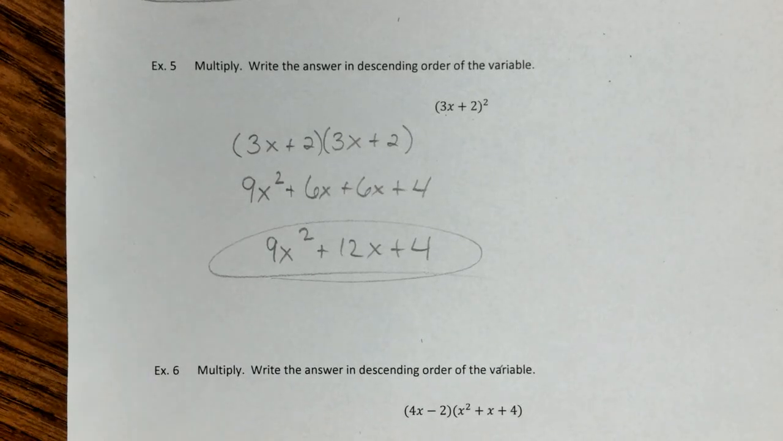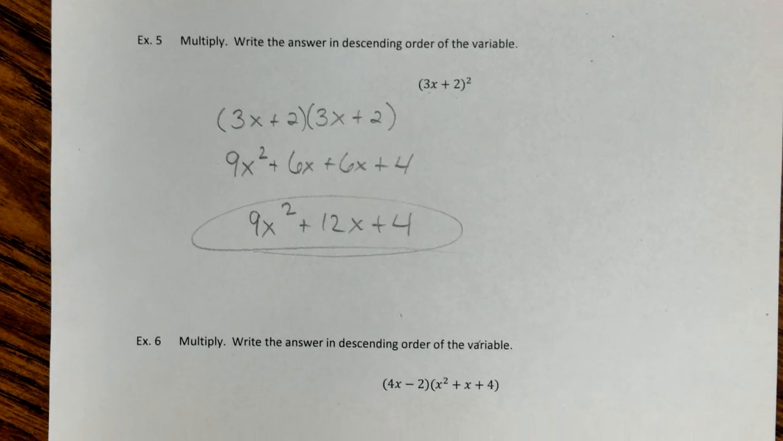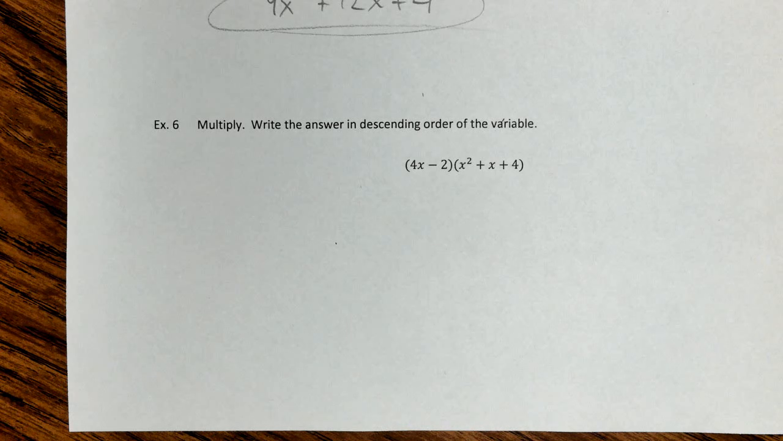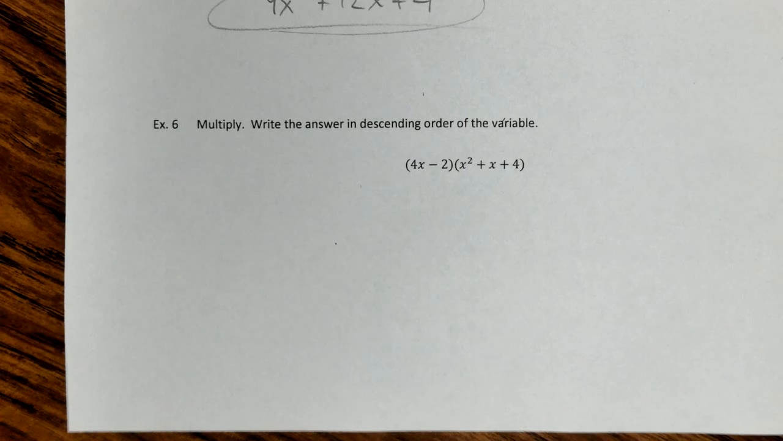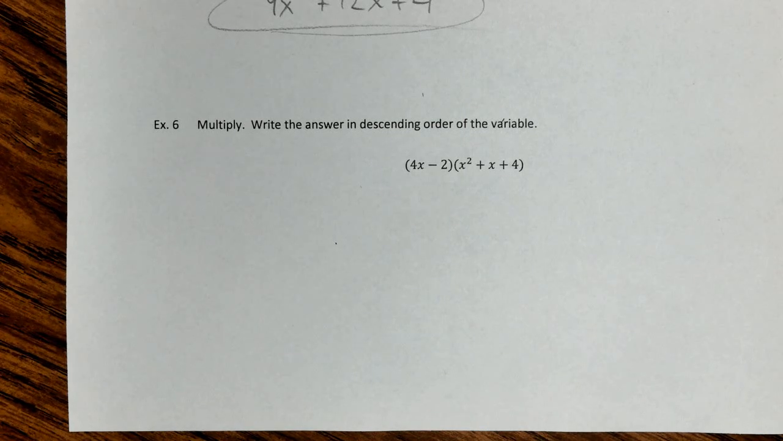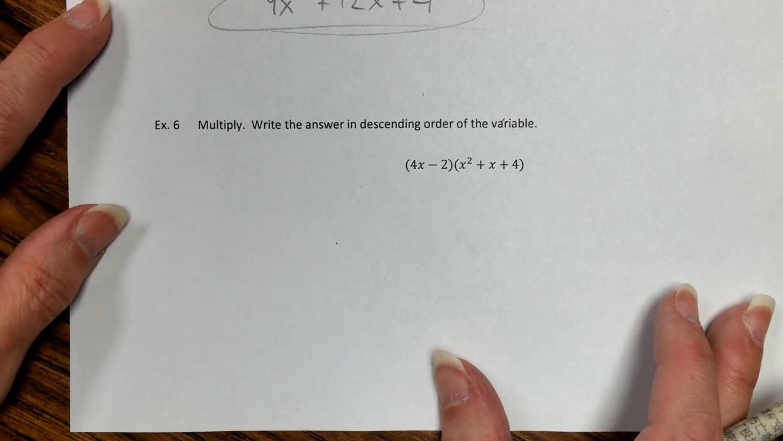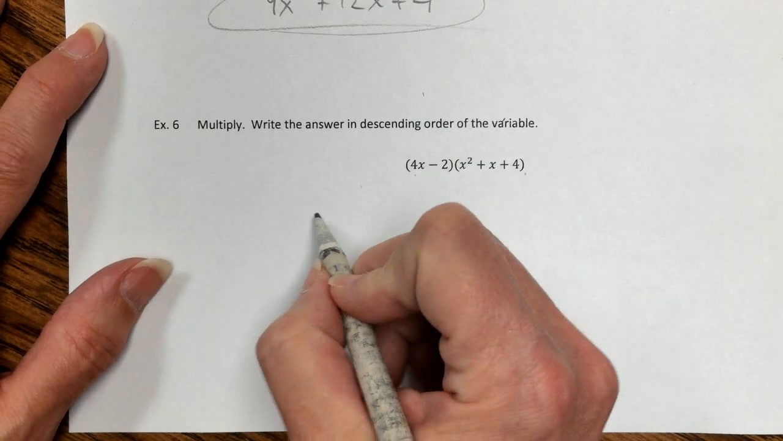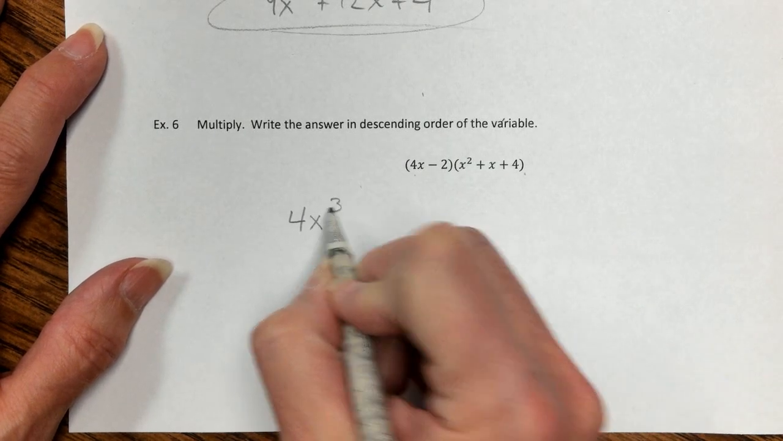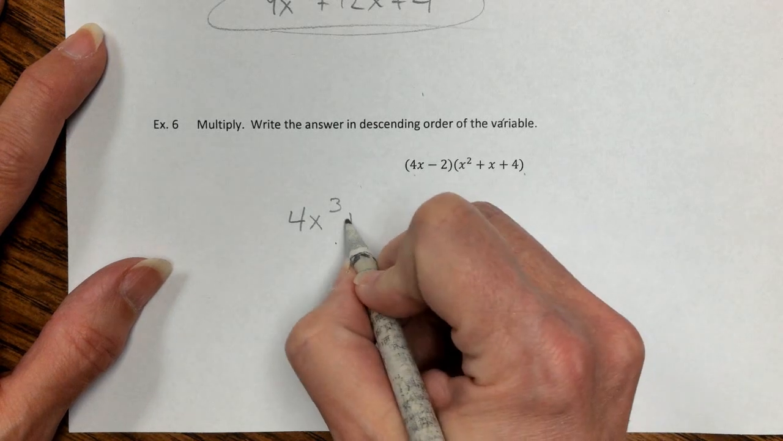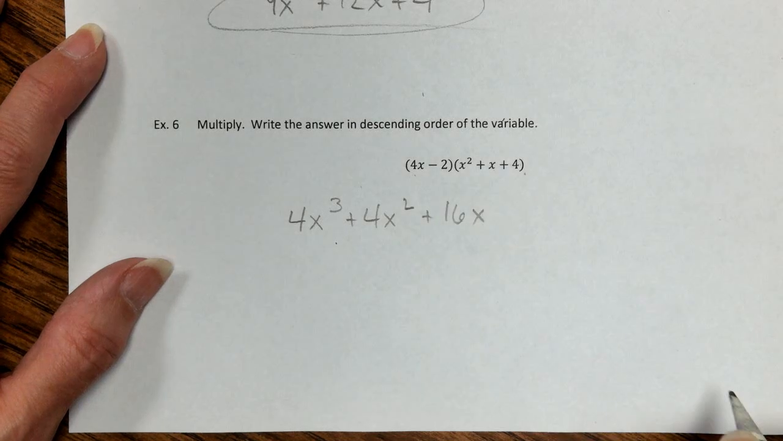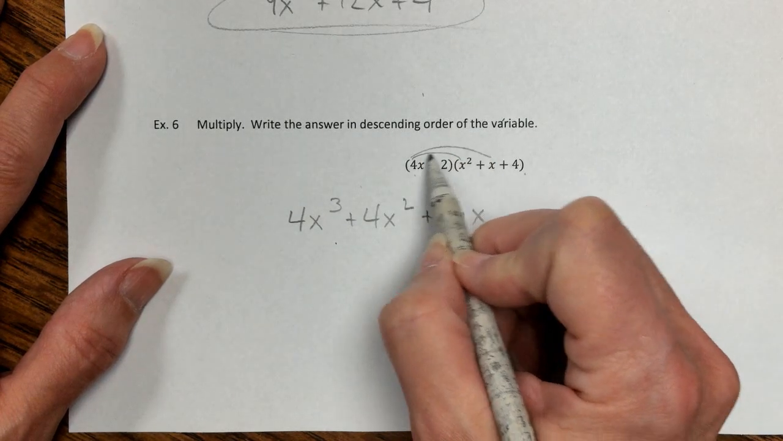One more. This one is not a FOIL. FOIL only works when they're both binomials. This one, we're still just taking everything in the first set of parentheses times everything in the second set of parentheses. And I do like to do this partially vertically, just to keep my like terms lined up. So I'll show you what I mean. First I'm going to take 4x times all three of those. So I have 4x to the third plus 4x squared plus 16x. Okay, that was 4x times all those.